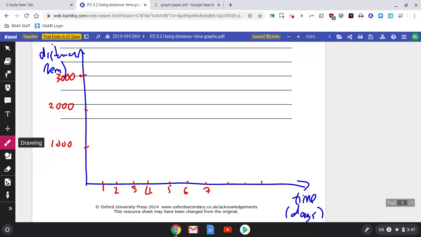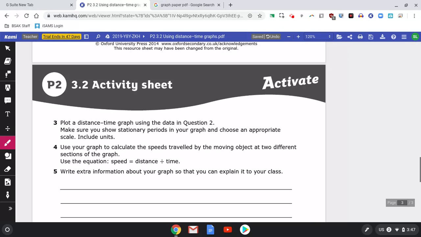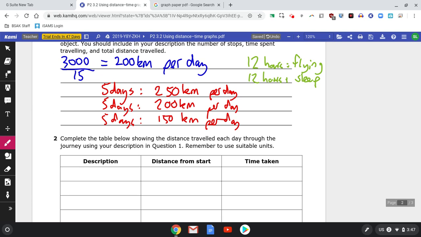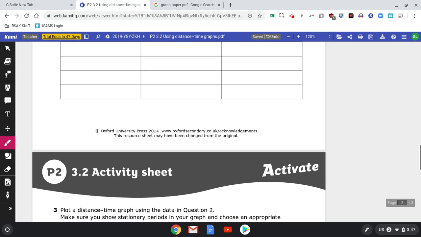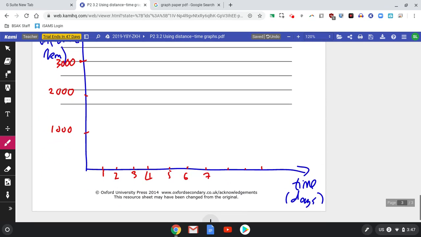And then finally, as long as we go on graph paper, all we need to do is to be careful, don't we? So first day, what's he going to do? What did I say? Day 1, 250k. Okay, so after day one, we've got to be at 250. Well, that's 500. So we need to be there, don't we?